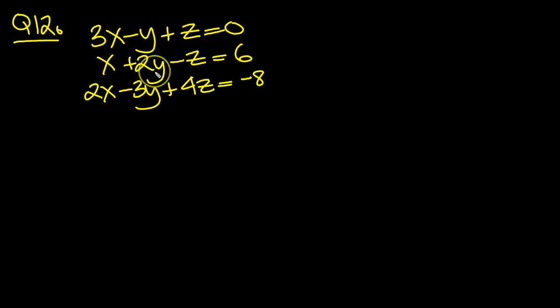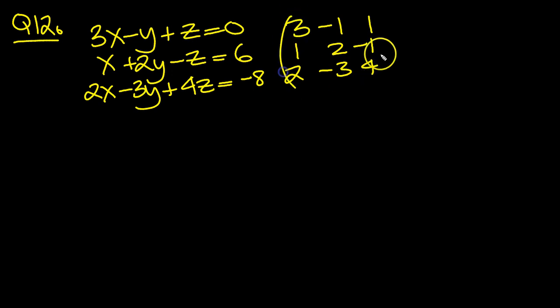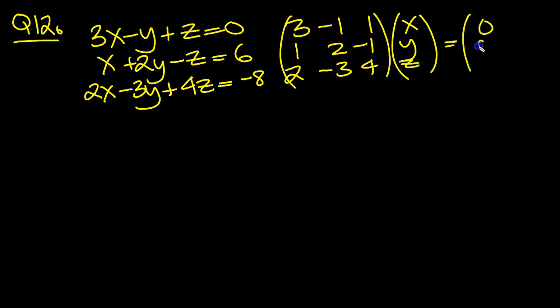Okay then guys, let's have a look at this one, number 12. Let's write it in matrix form then. 3, minus 1, 1. 1, 2, minus 1. Everything's in the right position. 2, minus 3, 4. So there's the matrix that it corresponds to, times the x, y, z, isn't it? Will equal the 0, 6, minus 8 entries.